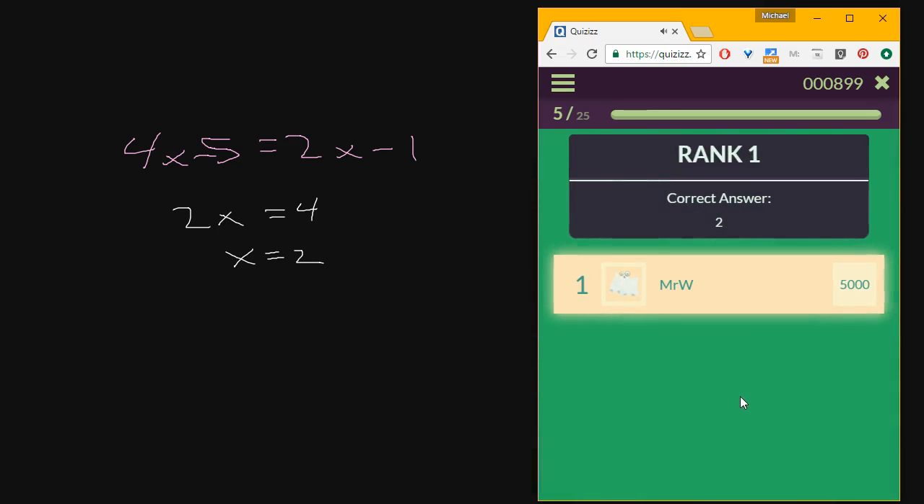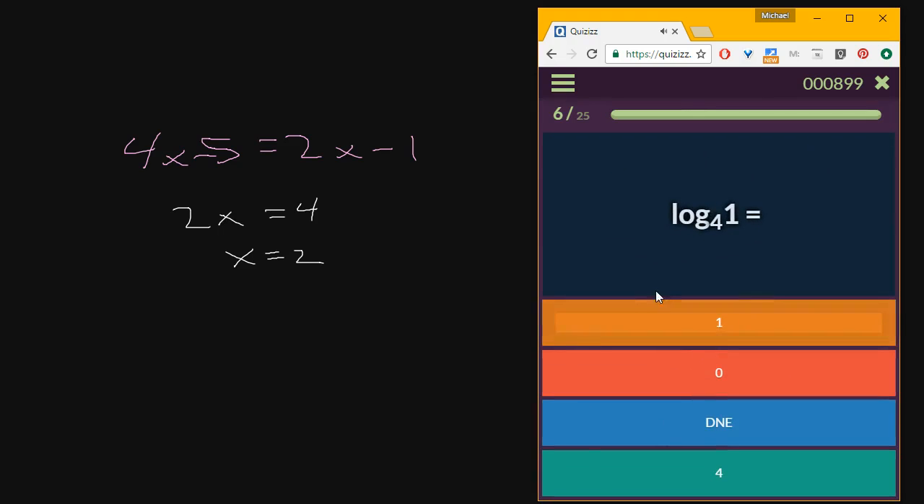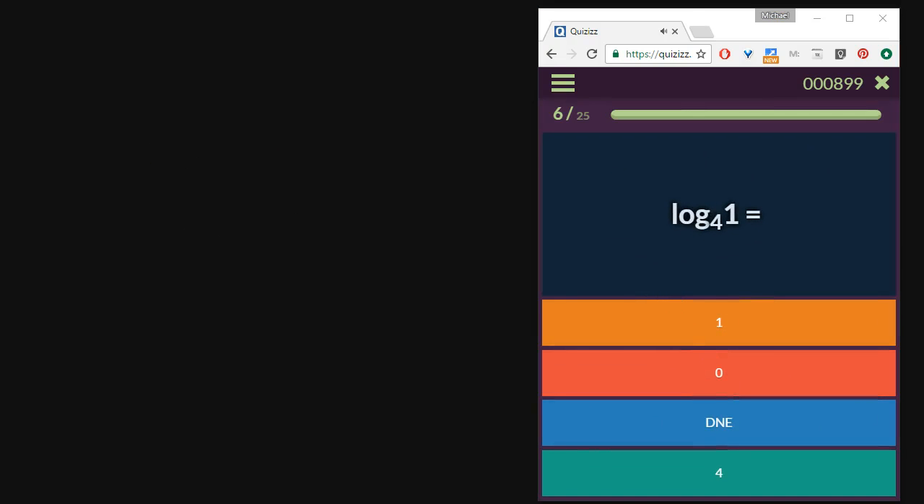Oh, I did goof up. I should have stopped and reflected for a moment to check whether that was an extraneous solution. Okay, let's take a look at this. We want to know what log base 4 of 1 is. What power of 4 gets me 1? That's 0. I'm just going for it.